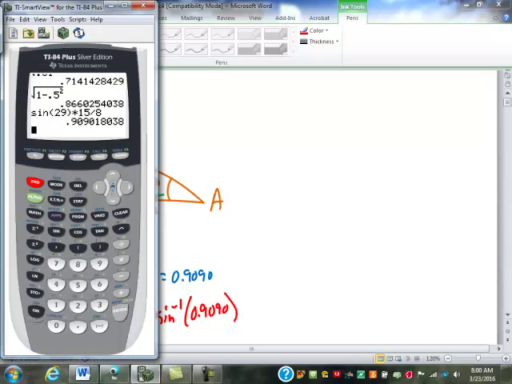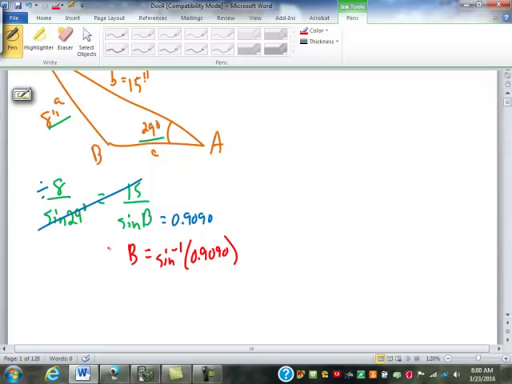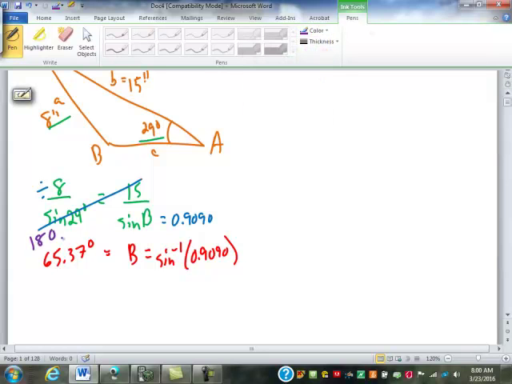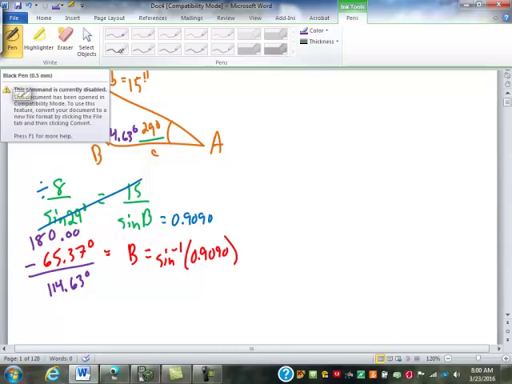So it's inverse sine of 0.9090. 65.37 degrees is what we come up with. But we know that B has to be obtuse. So it is the supplement of that. We subtract it from 180 to get 114.63 degrees. And that is our angle. Which makes C up here 36.37 degrees. We add them up and subtract from 180.